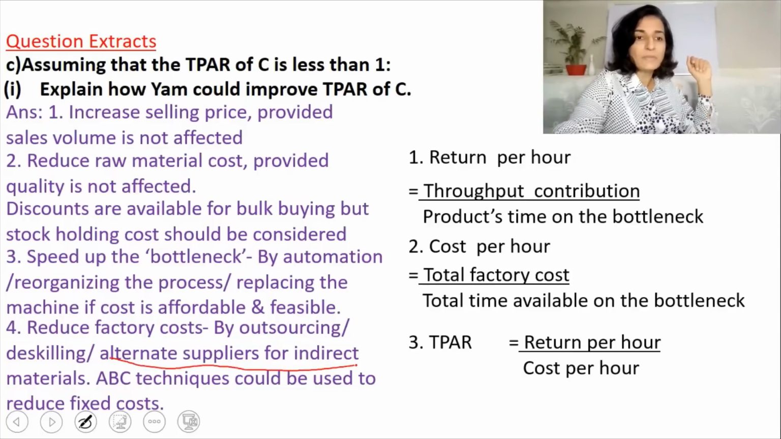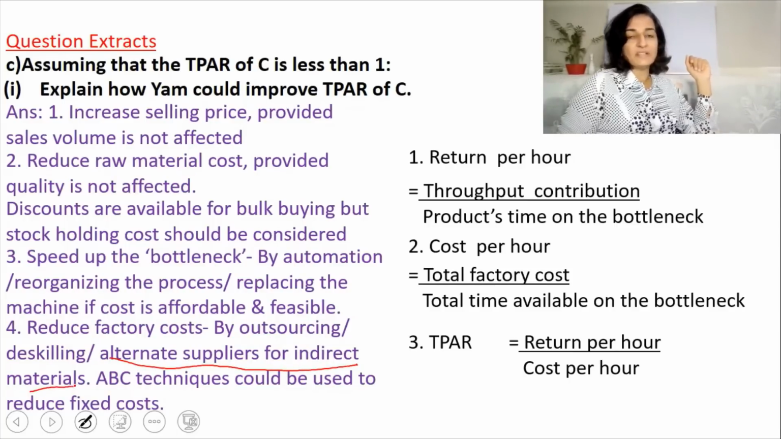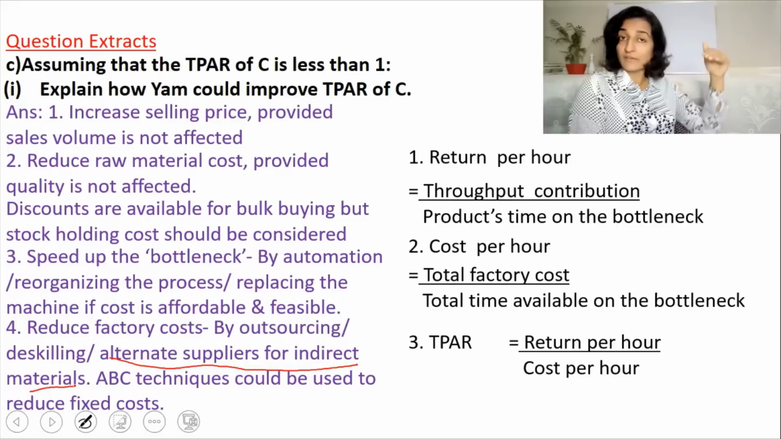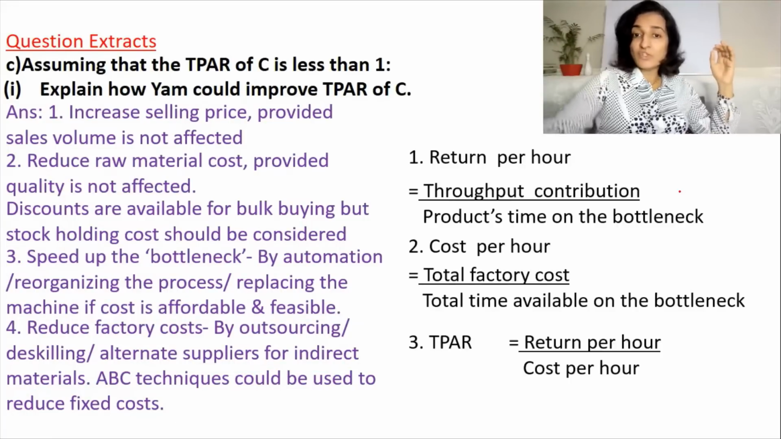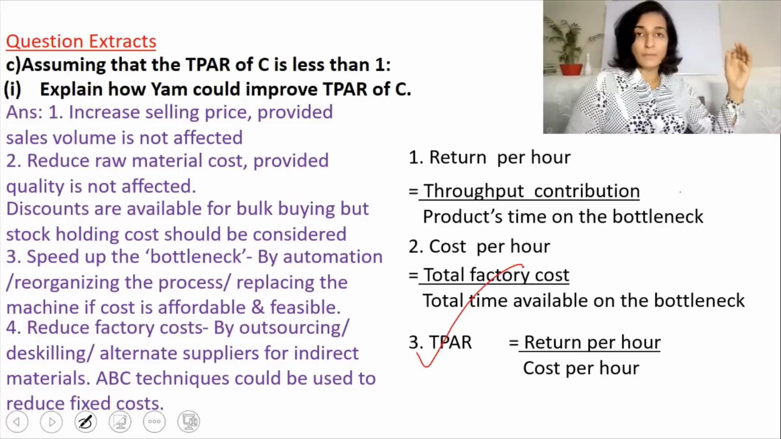Or alternative suppliers for indirect materials. Now, indirect materials also form part of factory cost. Now, if we could find alternative suppliers for lubricants, for cleaning materials, who will supply the materials at a much reduced price, then again, the total factory cost can be reduced. So these are the four methods in which the TPAR could be improved.